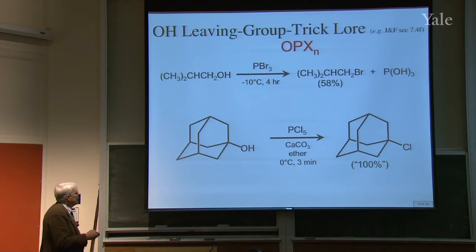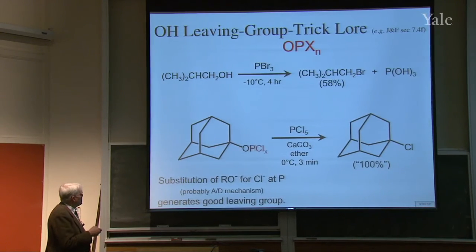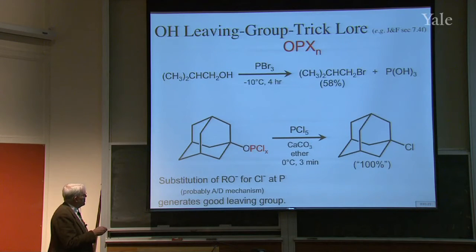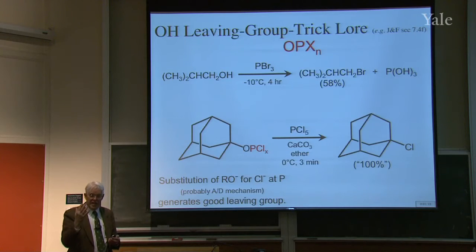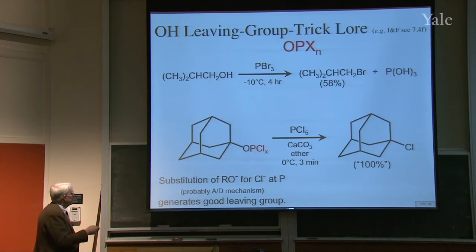Okay, now how does this work? Well, first you do a substitution at phosphorus. So the O of the OH attacks phosphorus and displaces chloride. Probably that's an AD, association and dissociation. Probably you first form a bond to phosphorus, remember it has vacant d orbitals, and then the chloride leaves. Okay, so you have this with these electronegative groups on it, and now that can be a good leaving group, right? So you've converted OH into this good leaving group.